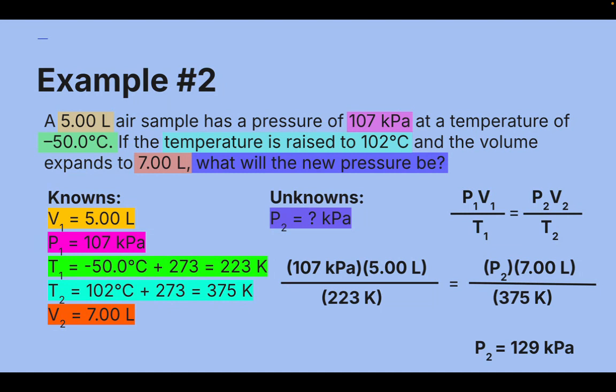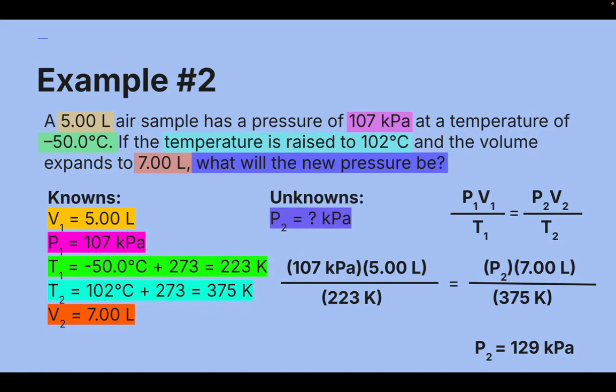Sig fig wise, all my numbers again have 3 total sig figs, so my answer will also have 3 total sig figs. Now to check this one, it's a little trickier because we know that pressure and volume are inversely related. And we see that volume is increasing, so we would think in our minds, right, pressure should decrease. However, because we have a third variable involved that does impact the relationship, it's not as easy as just plugging it in or using one of the relationships and seeing if it makes sense.